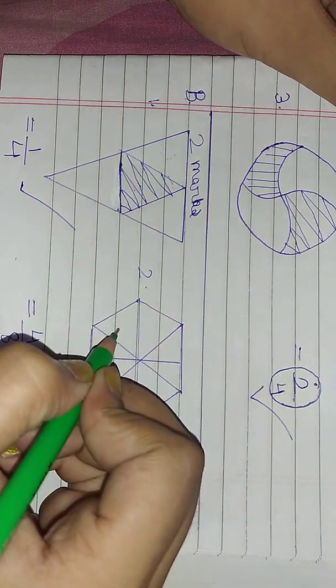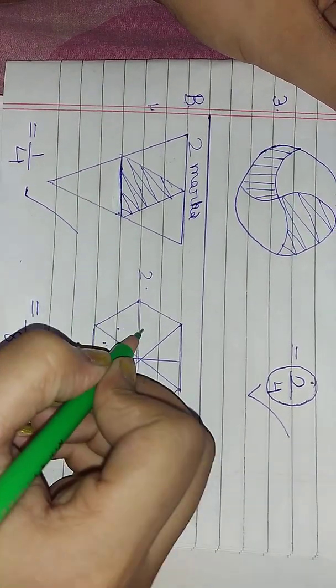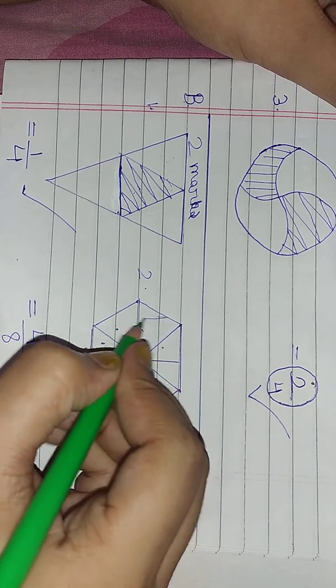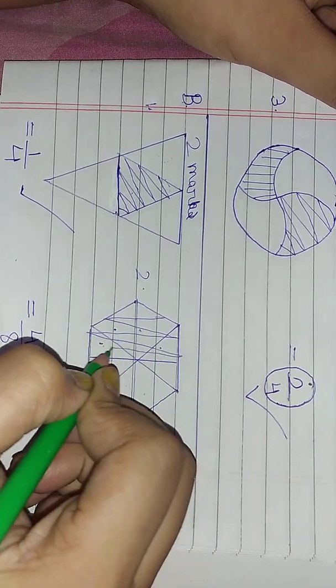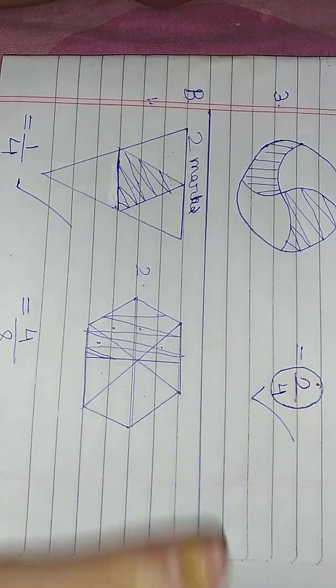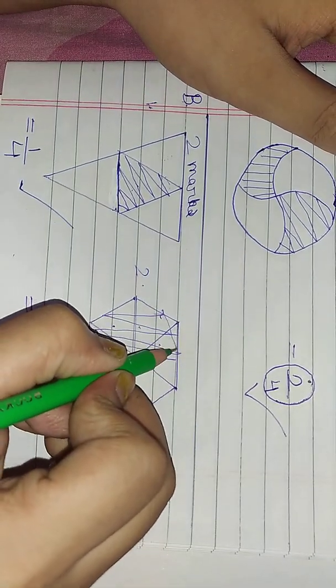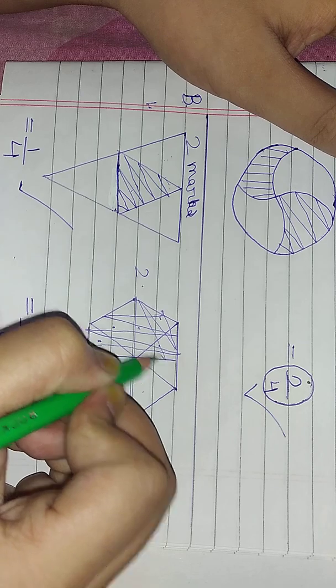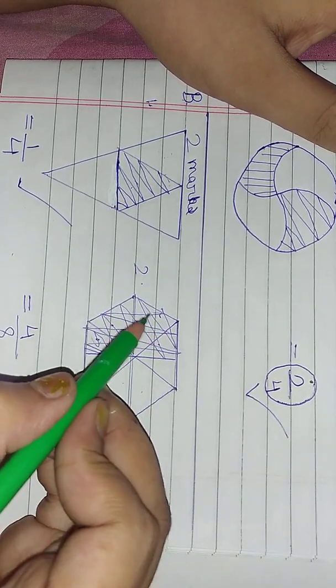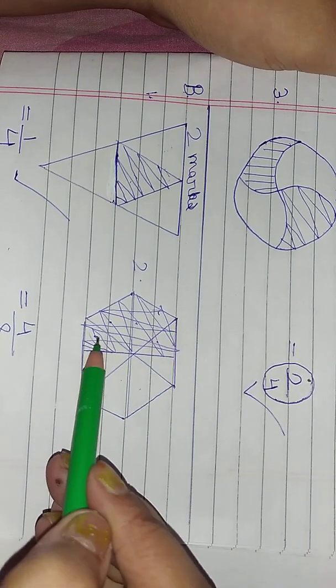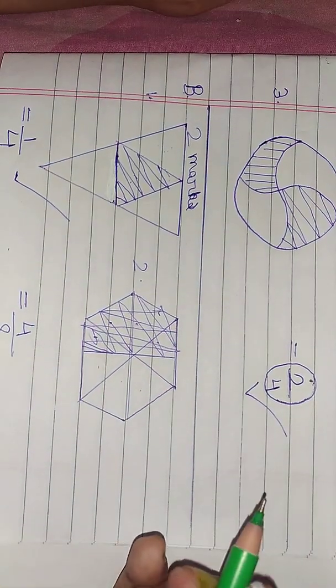Now you have to count 1, 2, 3, 4. Now you will cut. See, this is the correct answer. So no need to be worried. You can do any 4. I did this 4. You can do any 4.